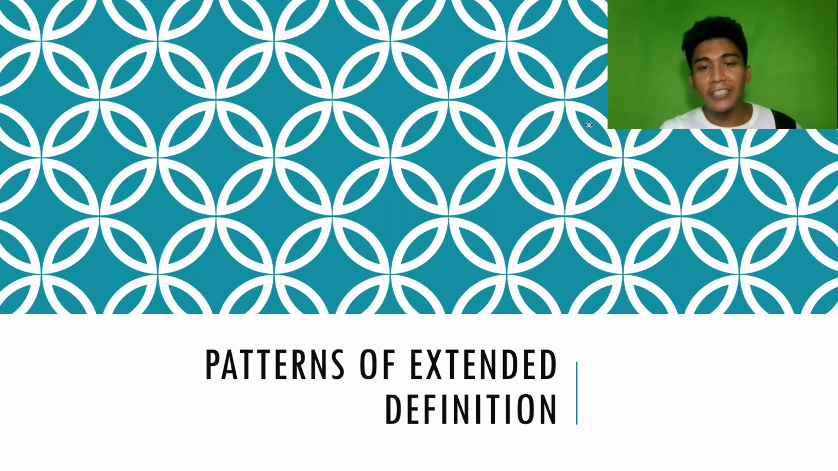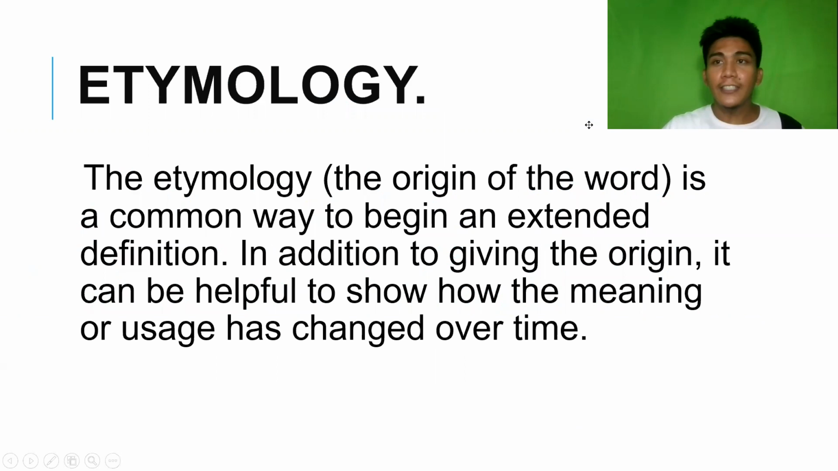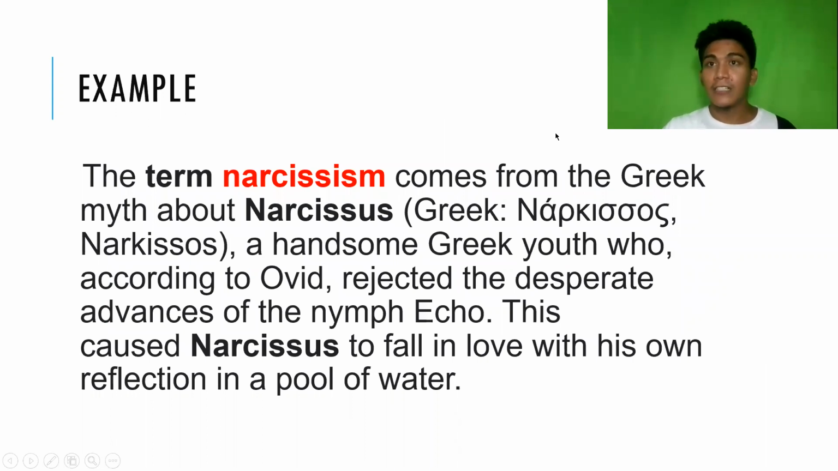So these are the patterns of extended definition. First is the etymology. Etymology is the origin of a word. It is a common way to begin an extended definition. In addition to giving the origin, it can be helpful to show how the meaning or usage has changed over time. For example, we have here the term narcissist. We always hear the term. For example, you're doing research about social media narcissism, and you're going to use the term narcissism a lot, and you can add the etymology of the word.